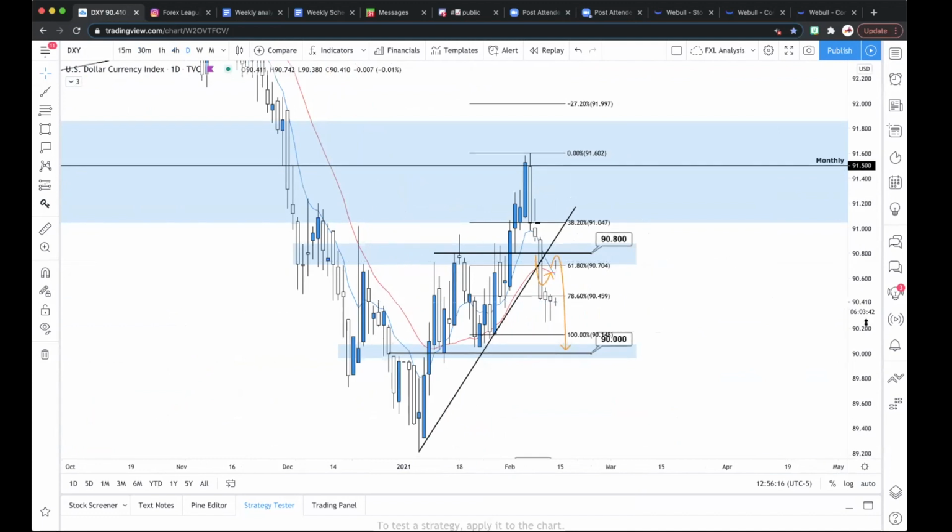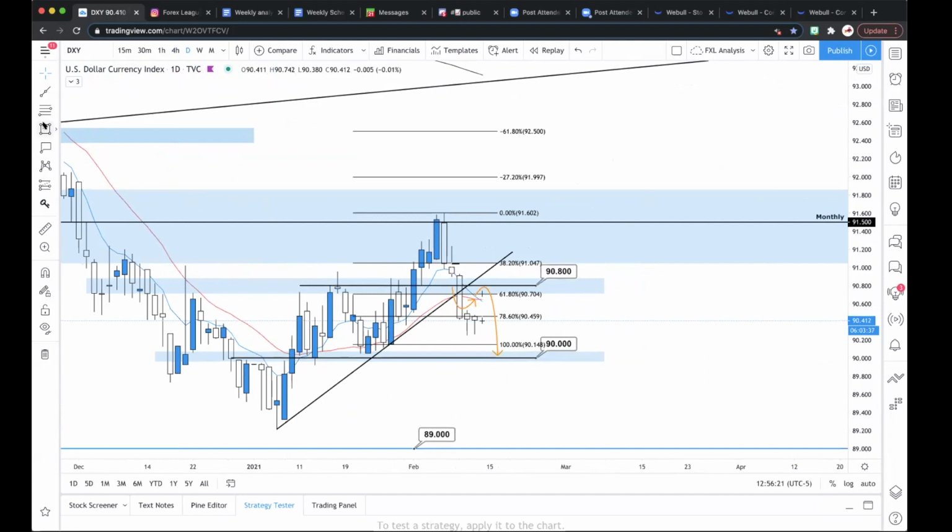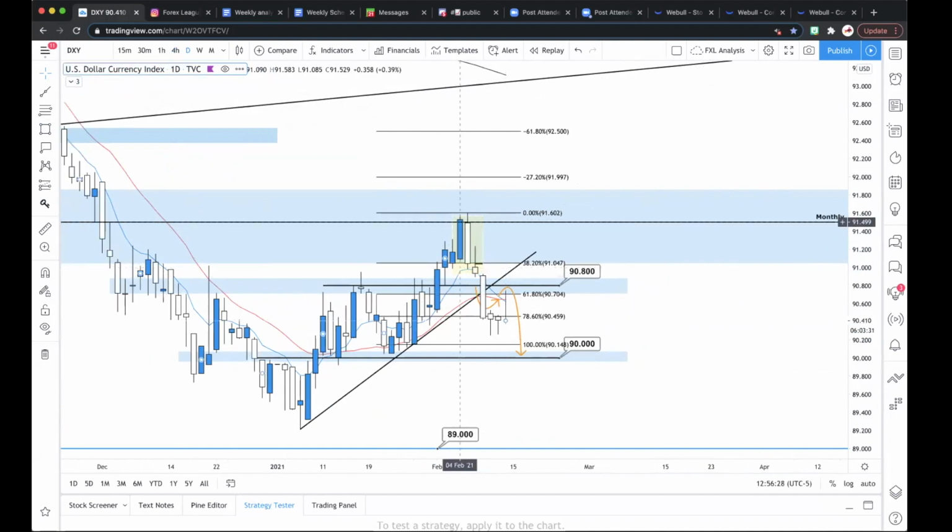Okay, so here let's go on the daily. Let's do an example. What do we see on the daily? There's a bearish engulfing right there, at an area where we would expect or anticipate some sort of reaction, right? Key monthly. So then let's drop to the 1 hour now.